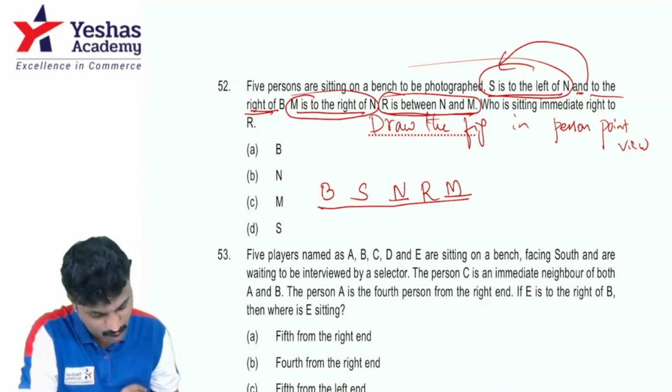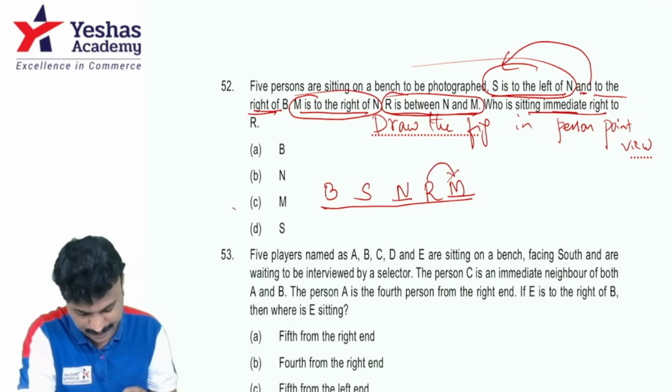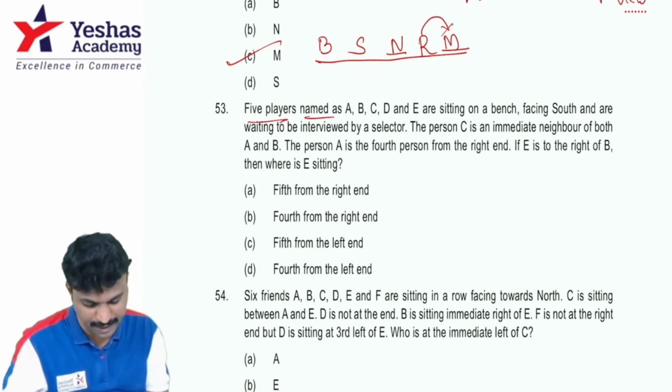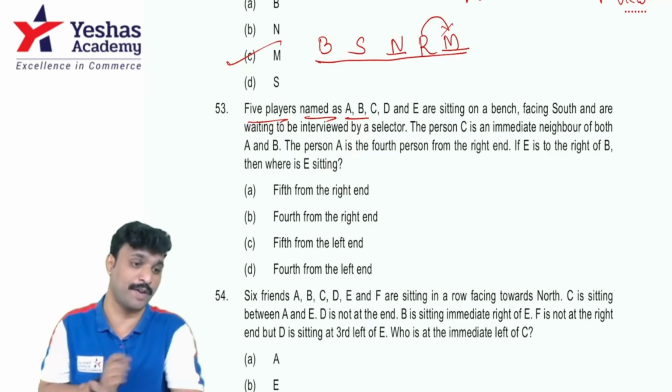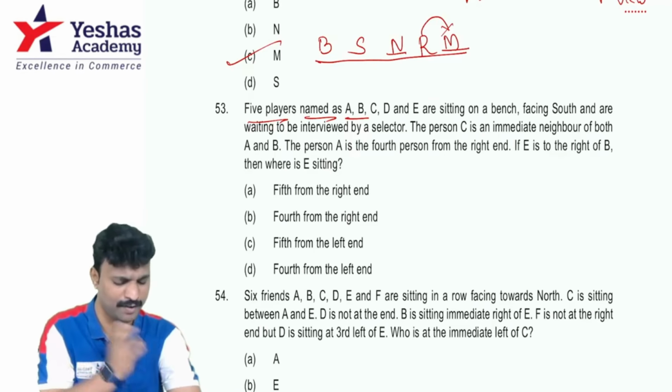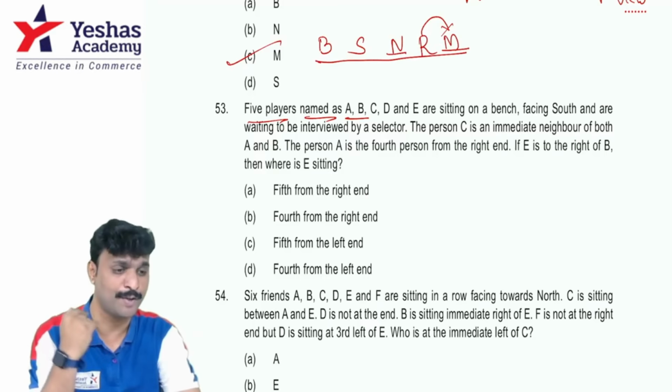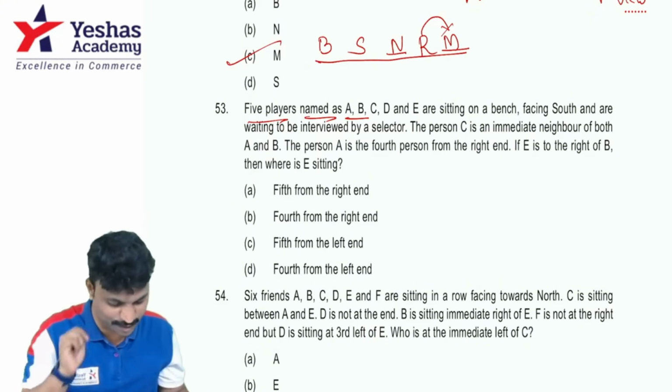Now the question is, who is sitting immediate right of R? Immediate right of R is M. Option C is the right answer. 53rd question. 5 players named. Guys, even this question is one of our solved questions in the material and also in the regular class and the marathon as well. We have solved this question.